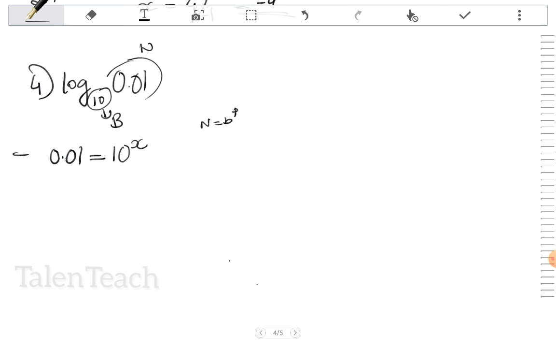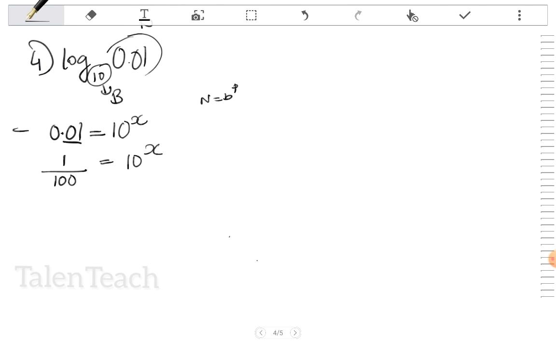So next we have to remove this decimal point. So we will get the value as 1 by 100 is equal to 10 raised to x. Here there are 2 decimal places after the decimal point, so we got it as 1 by 100. There are 2 zeros. So next we have to make the bases the same. So let's try expressing 1 by 100 in terms of 10. So 100 we can write as 10 square. So 1 by 10 square is equal to 10 raised to x.